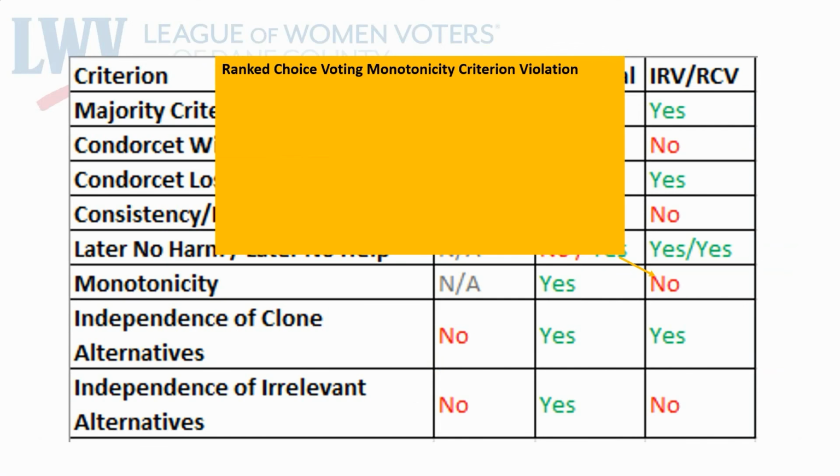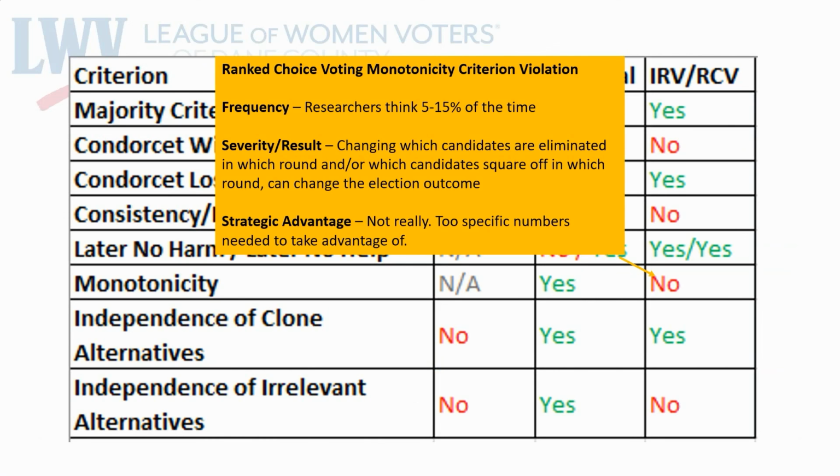Let's take a look at the monotonicity violation for ranked choice voting. This indicates that it's possible in a ranked choice election for a voter to harm a candidate by increasing their rank on their ballot. This is due to the fact that changing the rank of candidates can change which candidate is eliminated in which round and affects which candidates square off in which rounds. The frequency of this occurring is thought by researchers to be about 5 to 15% of the time. It would be difficult to take strategic advantage of this criterion failure due to the very specific numbers of votes that would need to be changed and the fact that those numbers would be undetermined until all ballots were in.